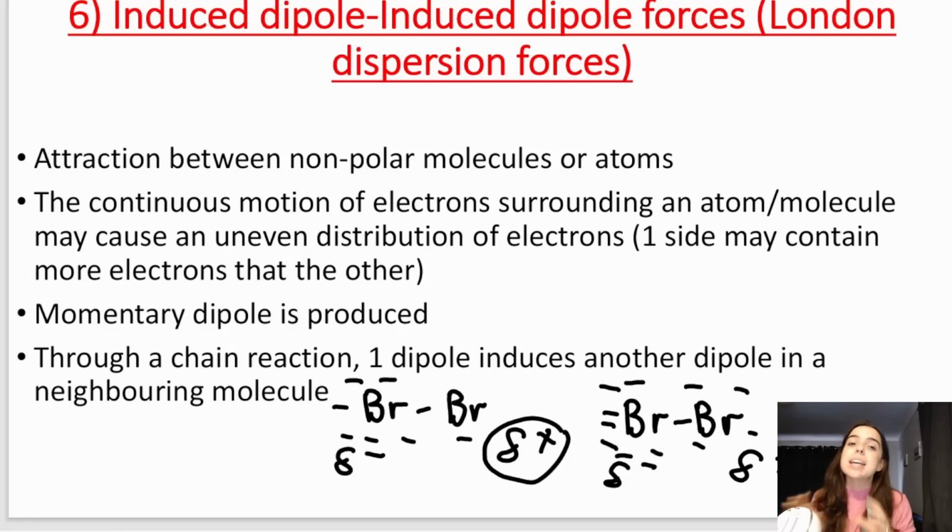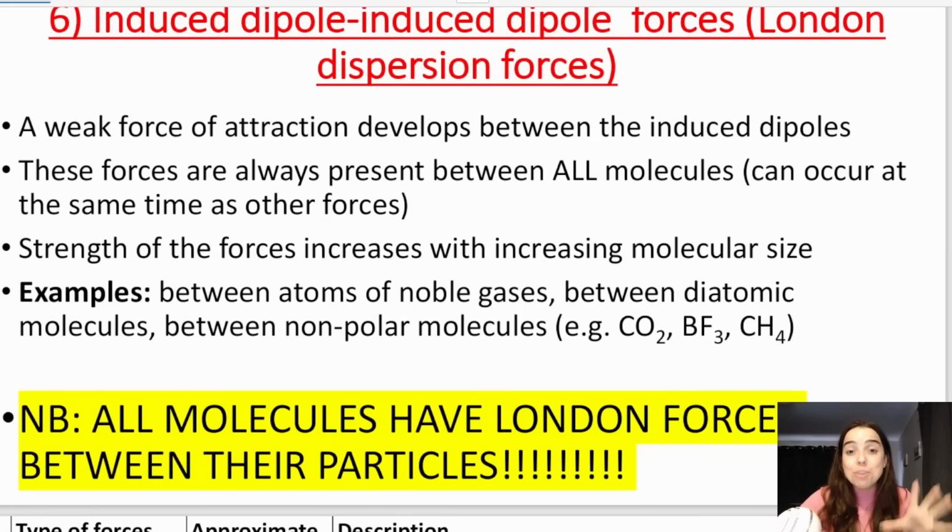Just remember that it is a temporary situation. So it's a non-polar molecule, another non-polar molecule, and for a single moment in time, they become little mini dipoles. But then they go back to non-polar. And it's always between a non-polar molecule and a non-polar molecule. And just remember, I said that all molecules have London forces between their particles. So even if they have hydrogen bonding or dipole-dipole, they have that plus London forces. It's very important that you say "and London forces" in your exam, because if you don't, we can mark you down.